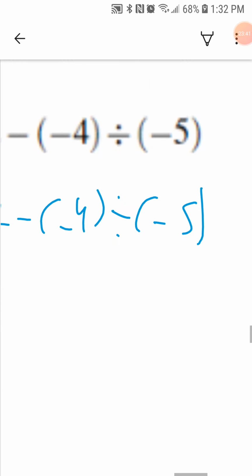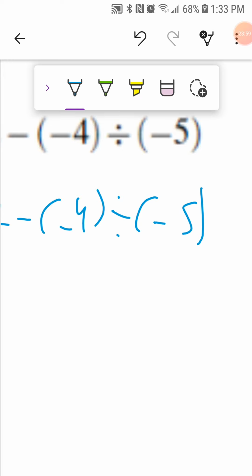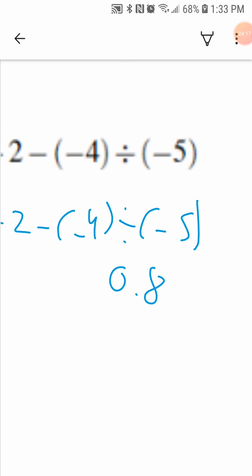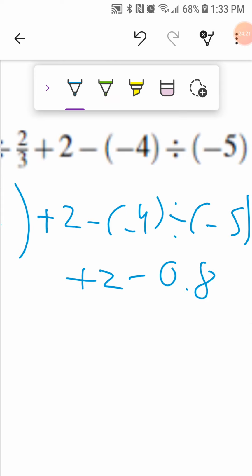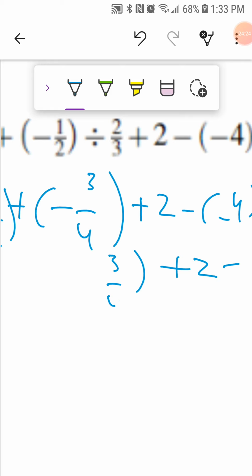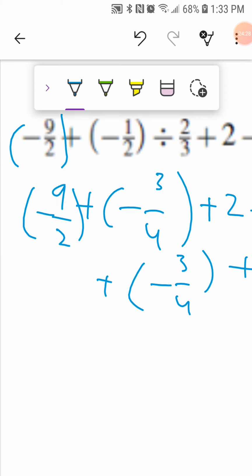And then our other division is here. So negative 4 divided by negative 5. What's division of negatives again? They're both negative, so it should come out positive. And then it's just 4 divided by 5. So is it like 0.8? Because 0.8 times 5 should be 4. 0.8, it comes out positive. There we go. And this is negative.